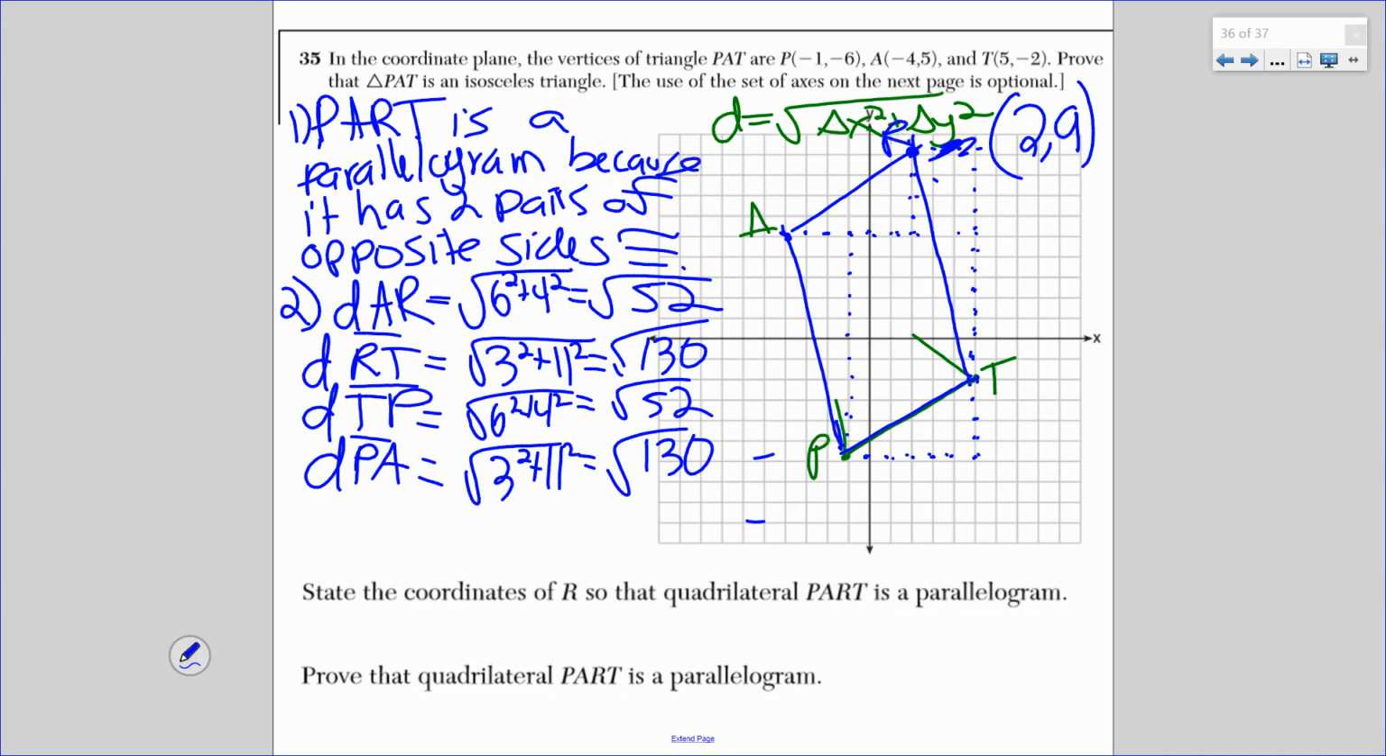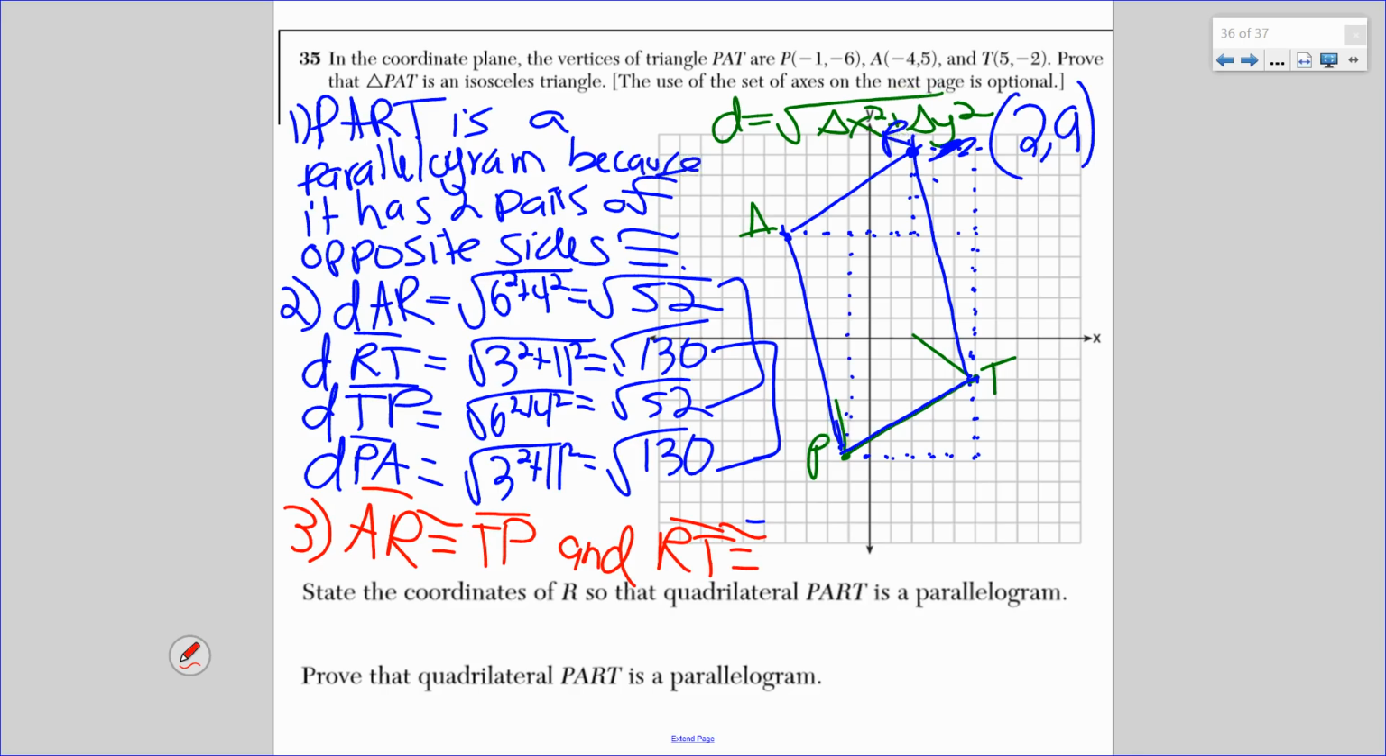So I see that I have my two pairs of opposite sides congruent. Your third step: just tell me that they're congruent. I got AR is congruent to TP, and RT is congruent to TA, because they have the same distance.